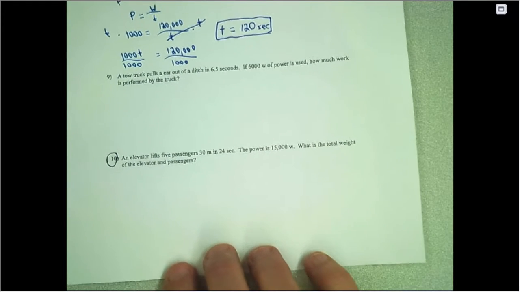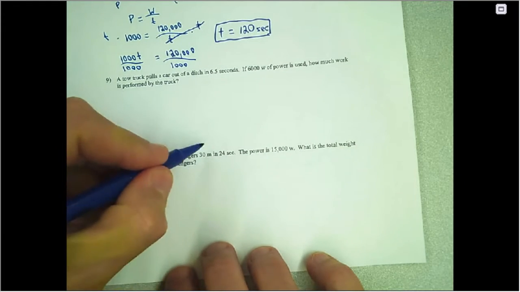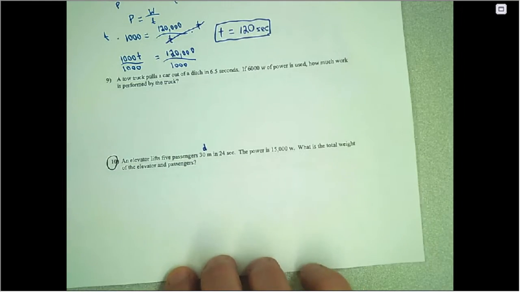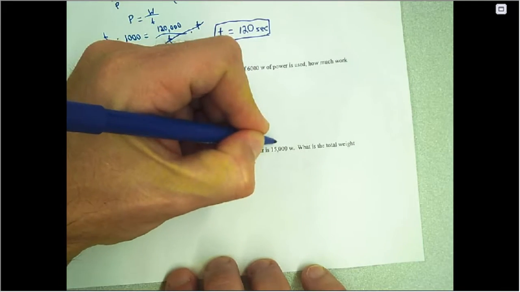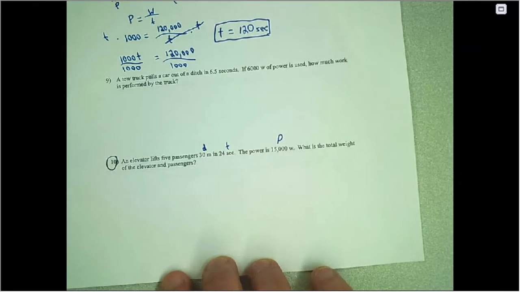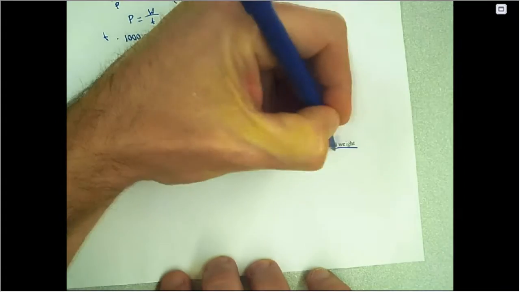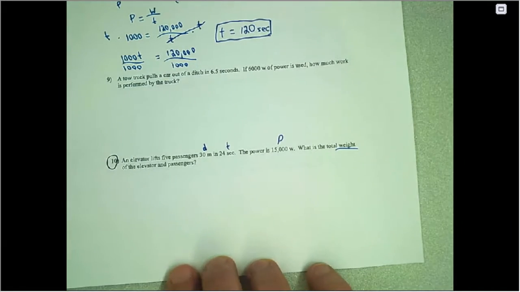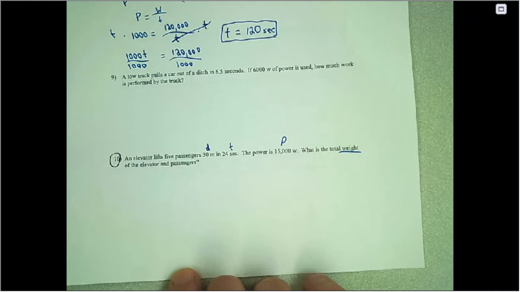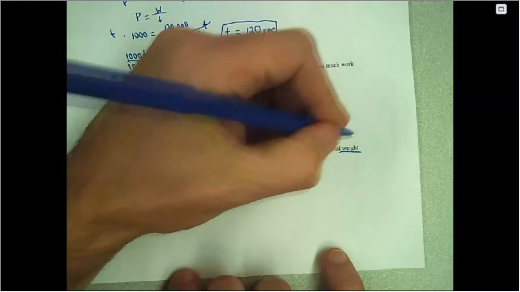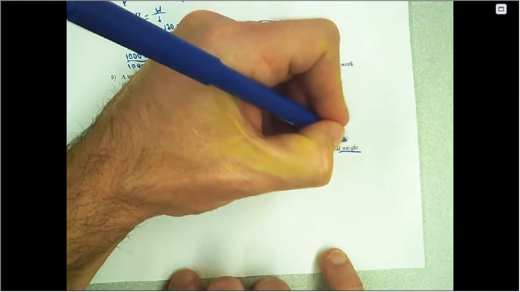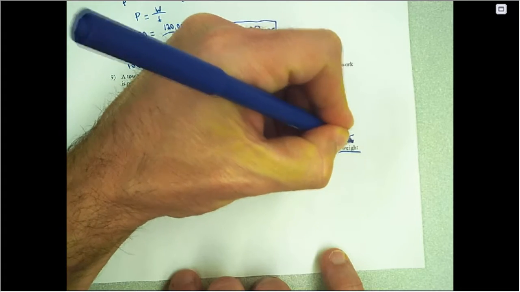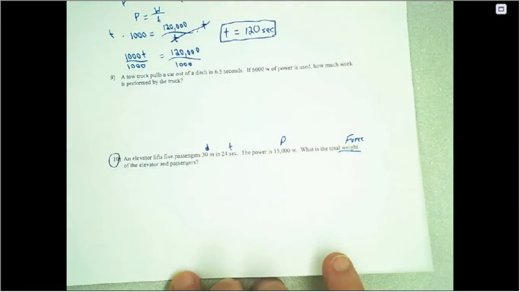An elevator lifts 5 passengers 30 meters, that's a distance, in 24 seconds, that's a time. The power is 15,000 watts, that's power. What is the total weight? And if you remember, when we're talking about weight in these problems, we want to think about that as a force. So when they say what is the total weight, the force is what we're looking for. Okay?